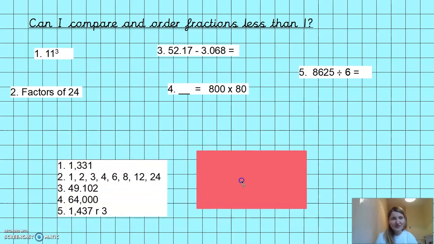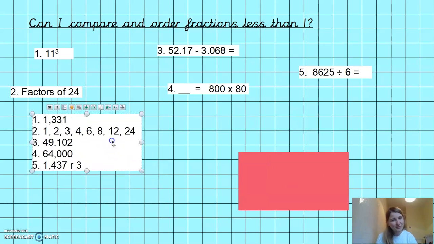Okay, let's reveal the answers. So for number 1, I probably wouldn't have known that cube number off the top of my head. So perhaps you did 11 times 11 and then you used the column method to do 121 times 11. Subtracting this one would have been a bit tricky. You'd have needed to include an extra placeholder here.